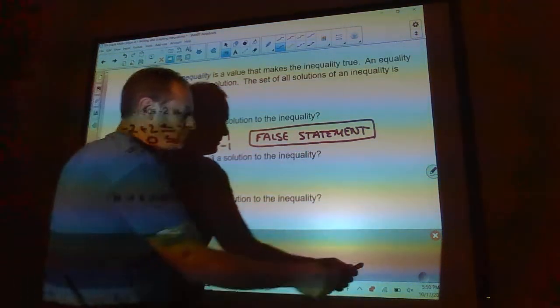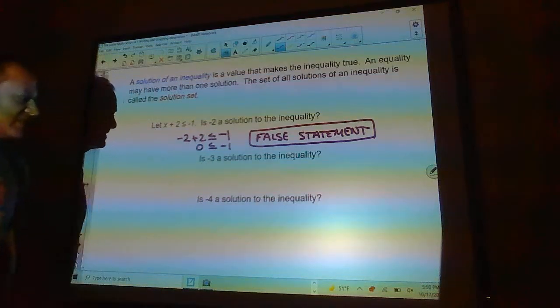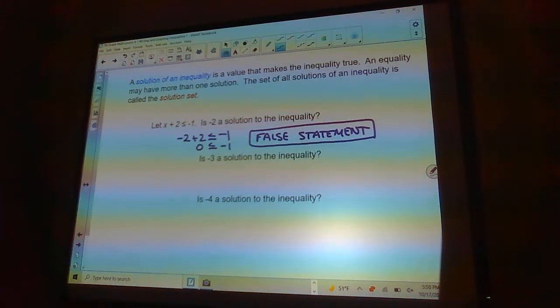Okay, you try these two. Pause the video. Is negative 3 a solution to the inequality, and is negative 4 a solution to the inequality? Make sure you show your work and check your answer. Ready, set, go.